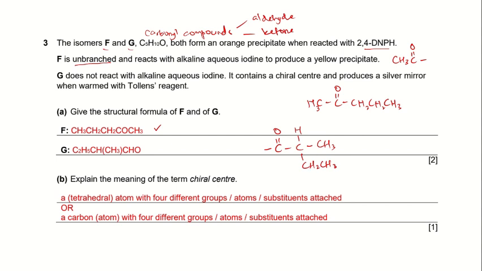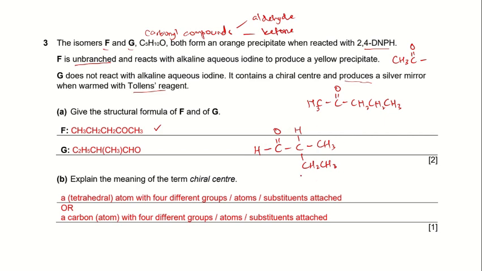Now I have 1, 2, 3, 4, 5 carbons. I used up all the 5 carbons in the molecular formula. So I still have 3 plus 3, 6, 7, 8, 9, and 1 more hydrogen. That shows us that G is actually an aldehyde, which matches this description: it produces a silver mirror when warmed with Tollens reagent. This part is the aldehyde functional group.